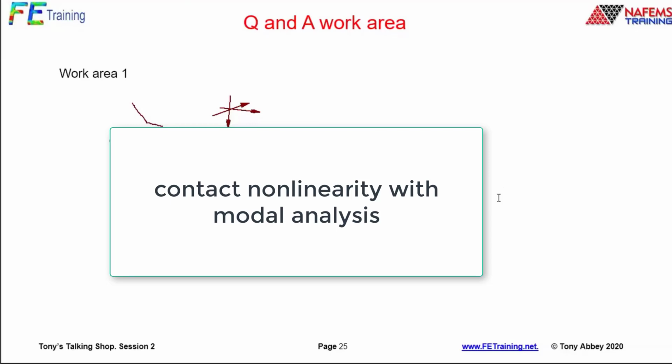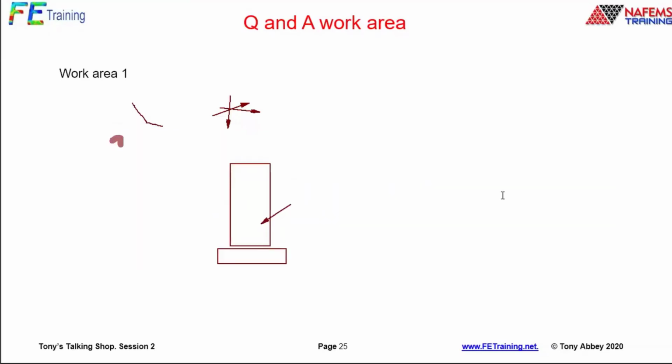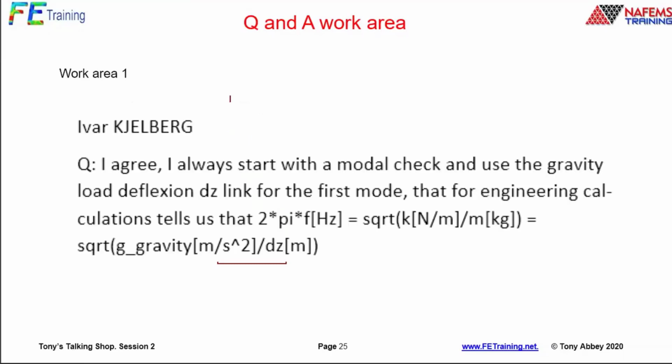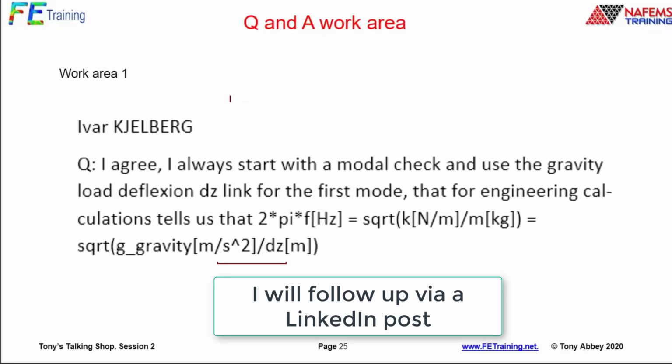So again, a static check, normal mode analysis check, as a precursor to go on to do the full nonlinear analysis by bonding everything together is, again, a recommendation I would make. Ivor agrees. He says it all starts with a modal check and use the gravity load direction for the first mode. And then he's got a little expression in there. So I'll expand on that question again when I curate the questions, with your little expression in there.